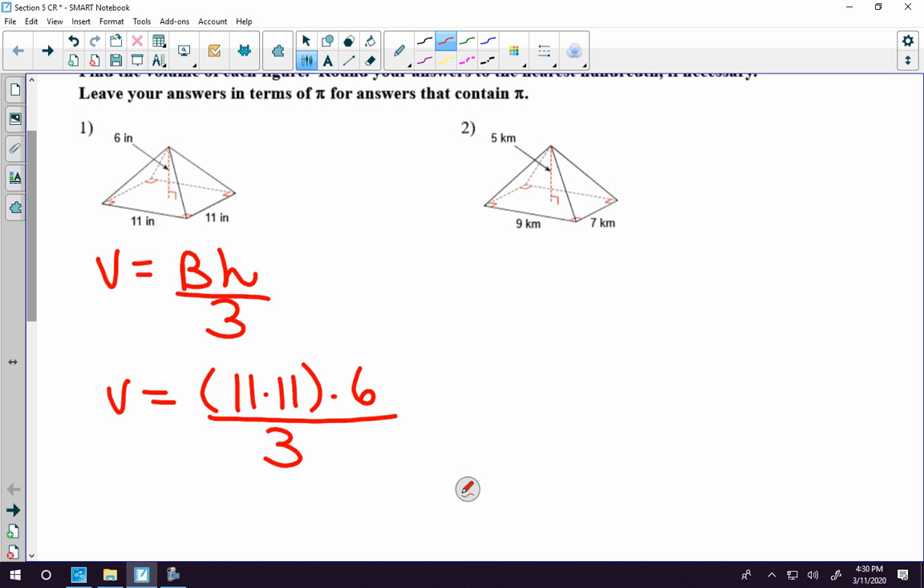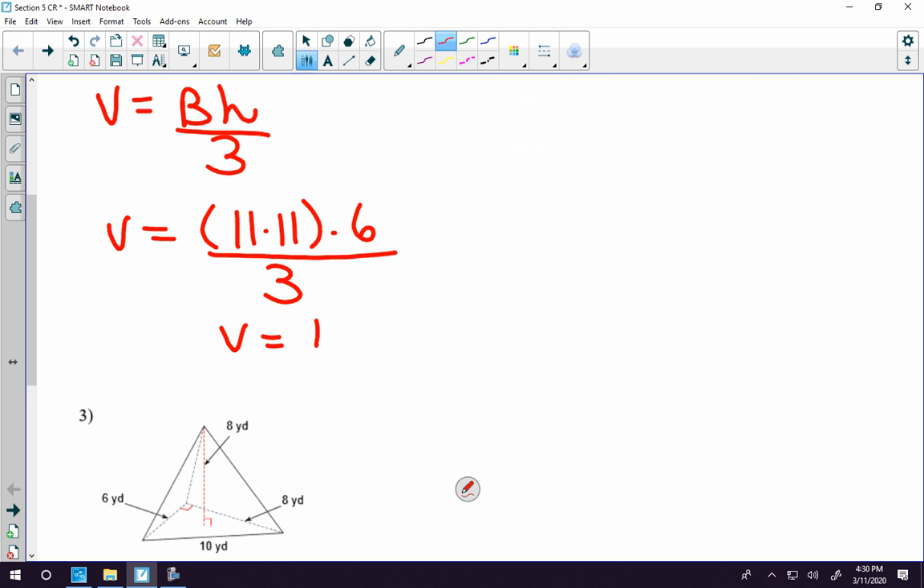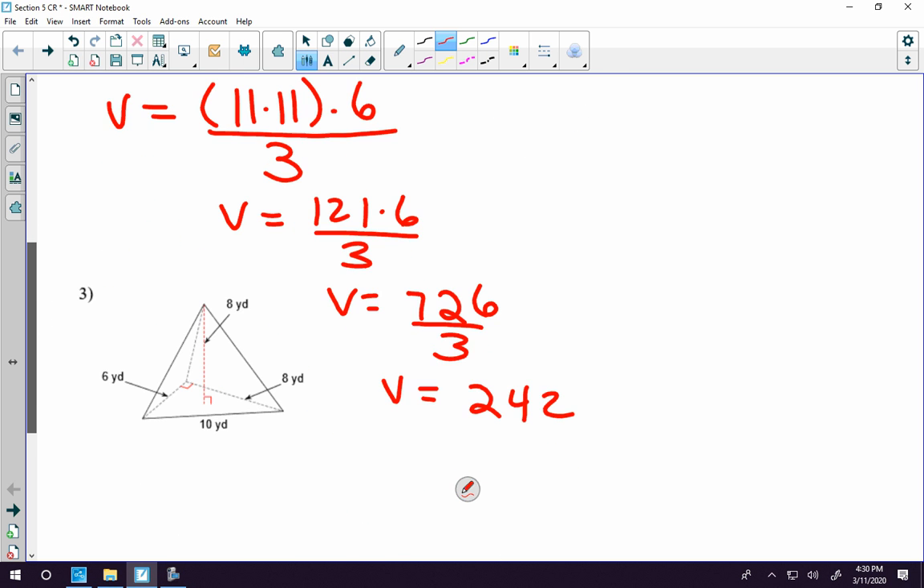So we got 11 times 11. Okay, it's going to be 121. So we got 121 times 6 divided by 3. Then 121 times 6 is going to be 726 divided by 3. And then the volume of that pyramid there is going to be 242 cubic inches. So the volume of number one is 242 cubic inches.